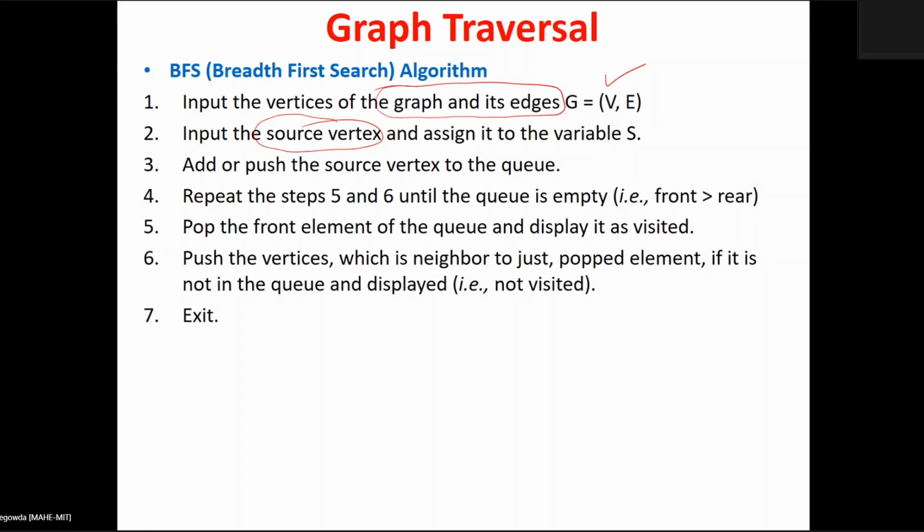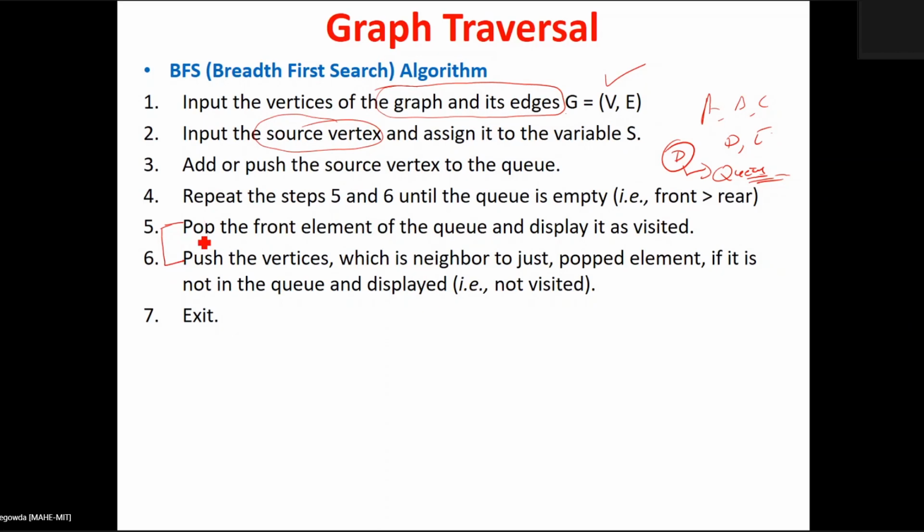Then, in the third step, you have to push the source vertex to the queue. For example, if you have vertices A, B, C, D, E and so on, and you treat D as the source vertex, first you push D into the queue. Once it is pushed into the queue, you go and perform steps 5 and 6.